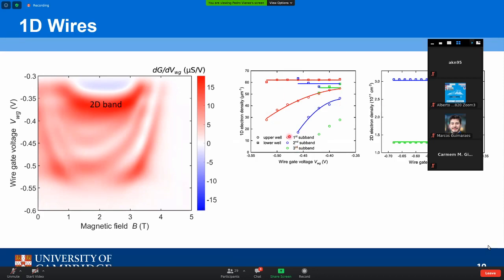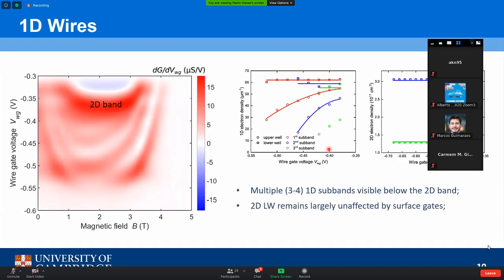On the other hand, on the top well, you see the 1D density. By varying the gate voltage, you can change both the 1D density in each subband as well as progressively occupy more subbands. So you can go from 1 to 2 to 3, or you can pinch off the wires if you want. So just to summarize, we observe multiple 1D subbands, anywhere from 3 to 4 for these devices. The 2D lower well remains largely unaffected by the surface gates, and the 1D density varies from 15 to 55 electrons per micron. That corresponds to an rs factor, the ratio of the Coulomb to the kinetic energy, from just below 1 to just above 2 for what I'm going to show today, though even right now we've been able to push this up to 3.